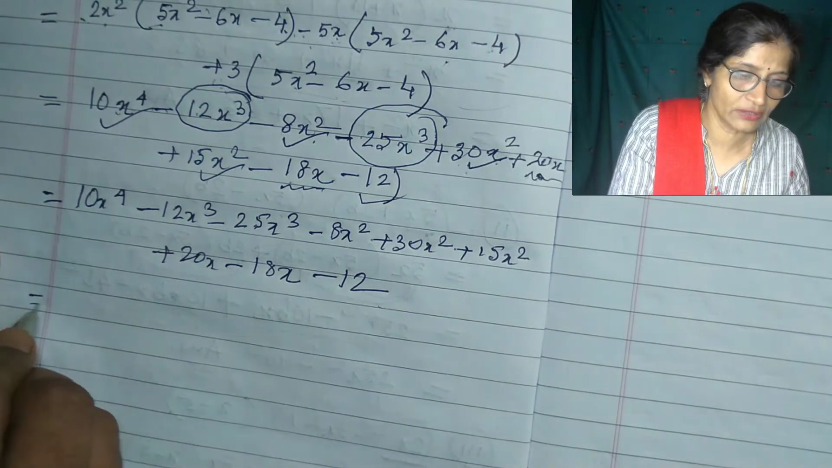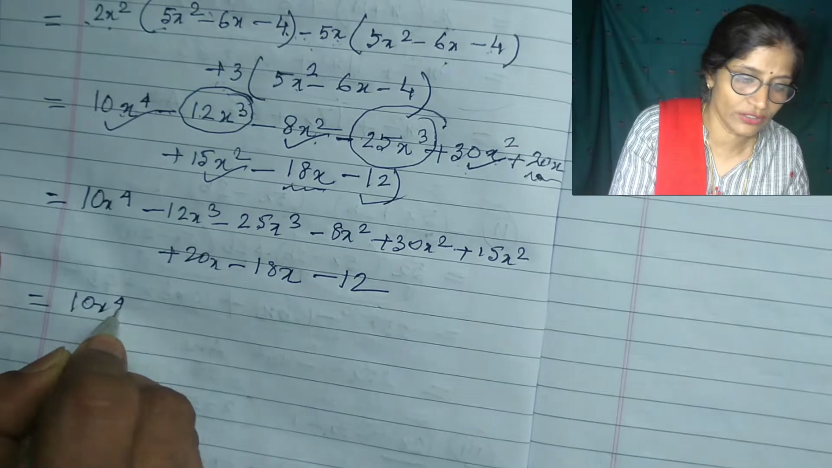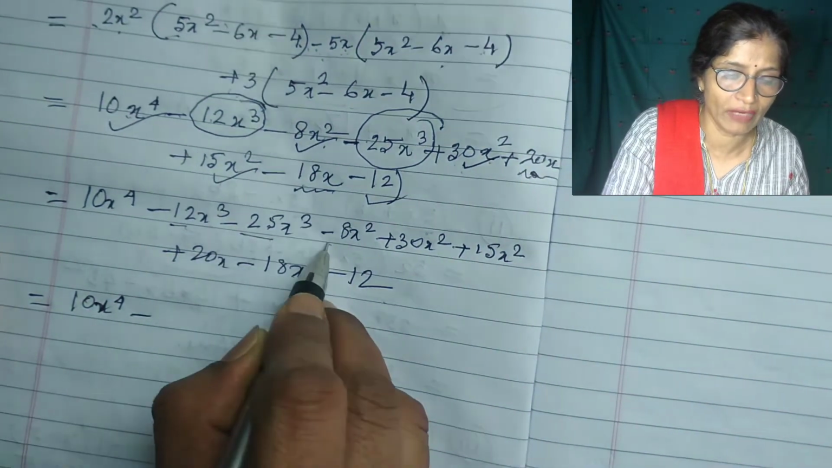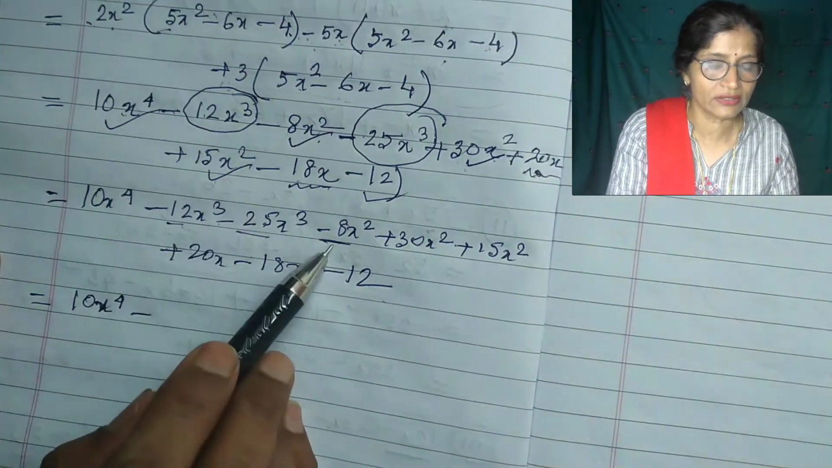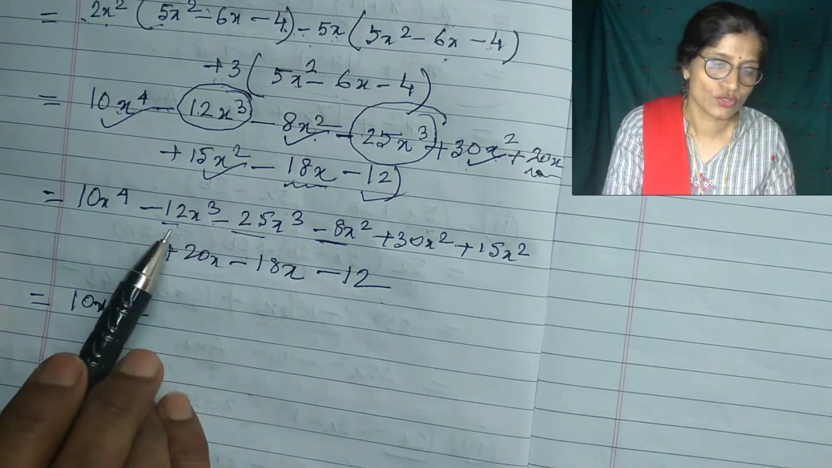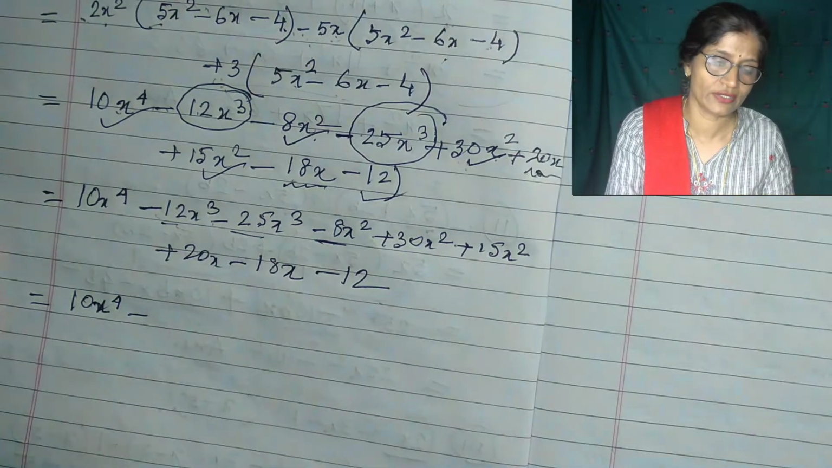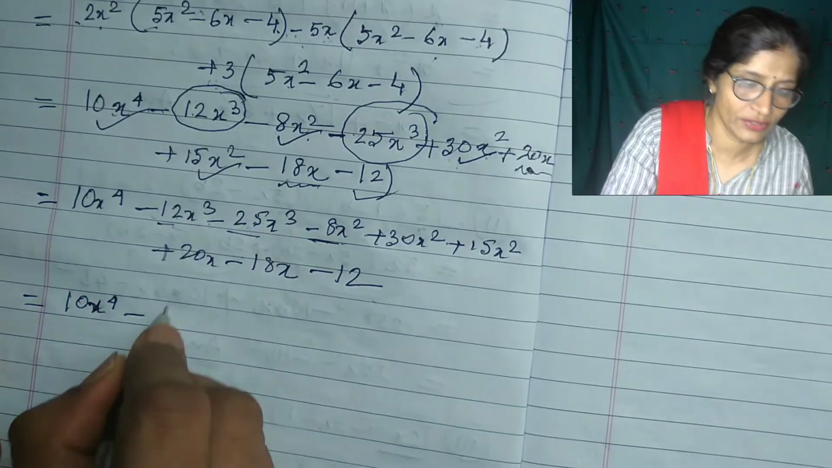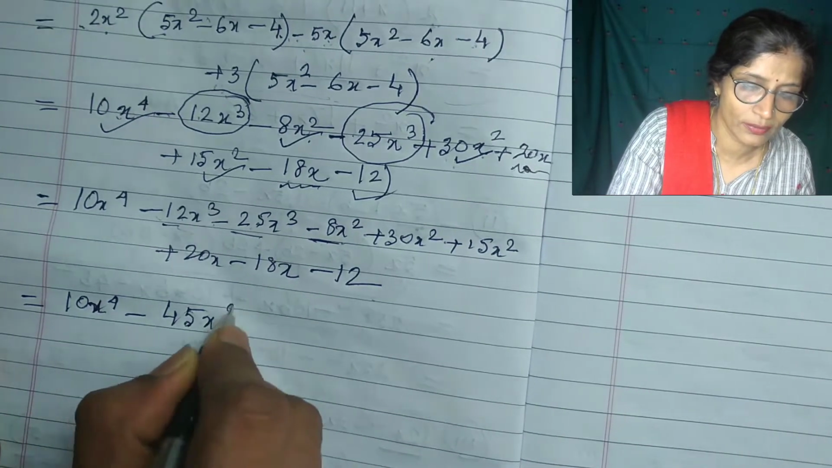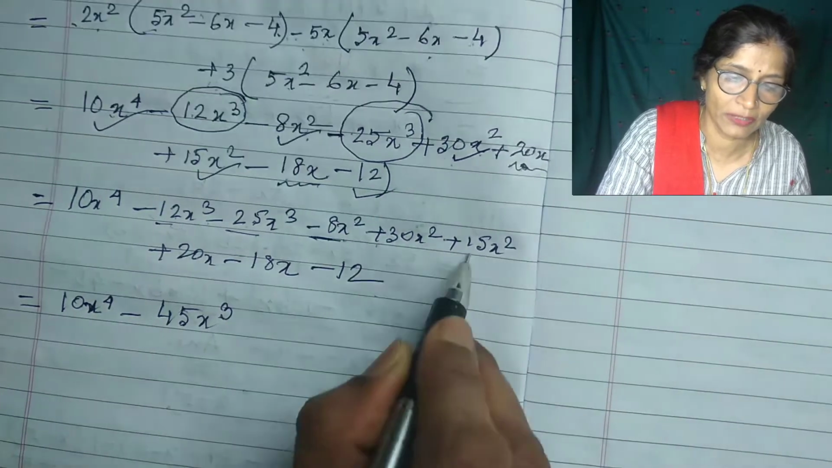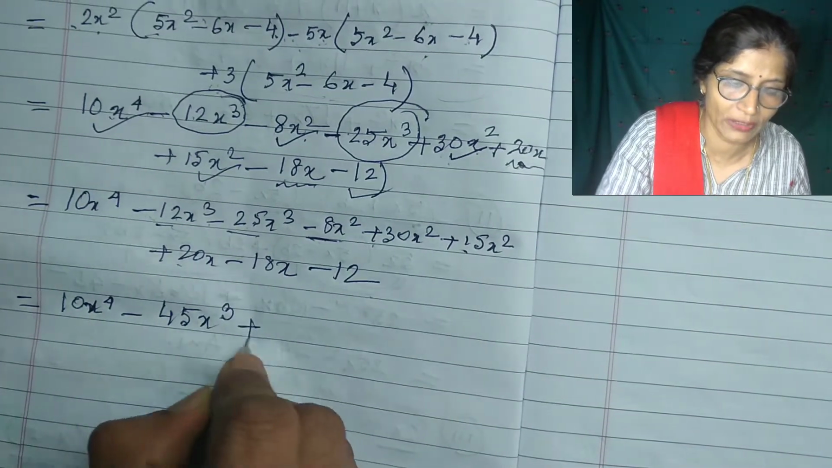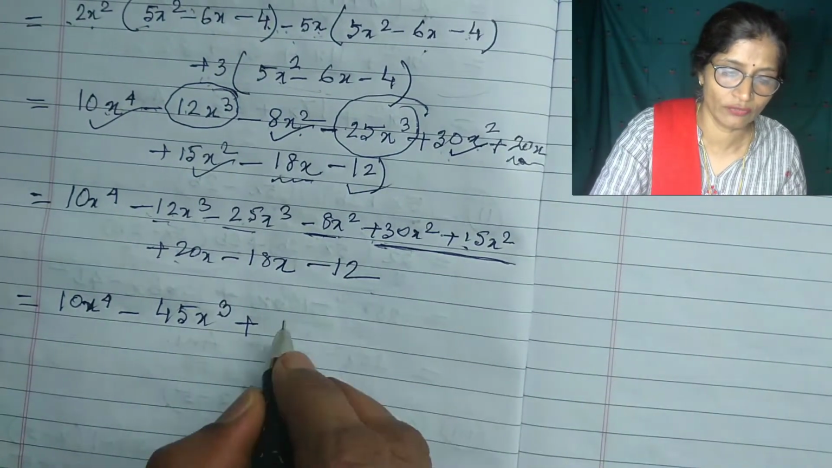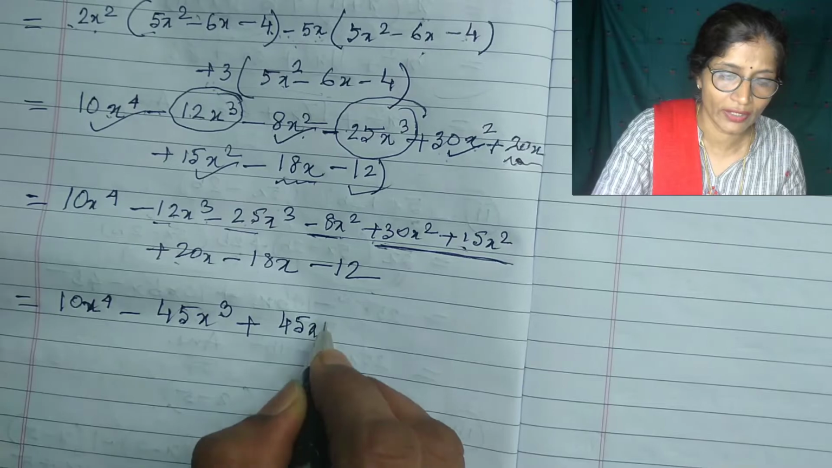So that is equal to 10x to the power 4 minus. Now minus 12, minus 25, minus 8. All are in minus, so all will be added together. So 12, 25 and 8. How much is it? 12 and 8, 20. 20, 20, 40, 45. So it is 45x cube. Here it is plus, plus and all are plus. So these two terms, this is 3 and 1, 4, 45 x square.